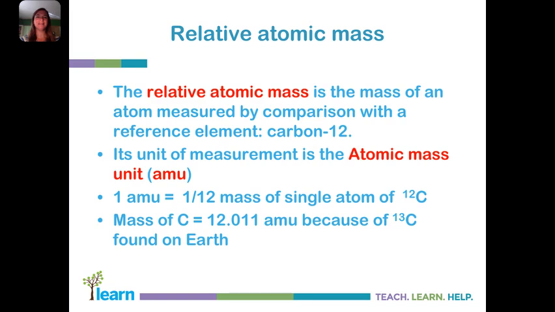Why carbon 12? Well, it is the most common element on our planet. Its unit of measurement is the atomic mass unit, otherwise known as the AMU. Please realize that 1 AMU is actually 1/12 of the mass of a single atom of carbon 12. The relative atomic mass of carbon is actually 12.011 AMU because on Earth we also find some carbon 13 and some carbon 14.